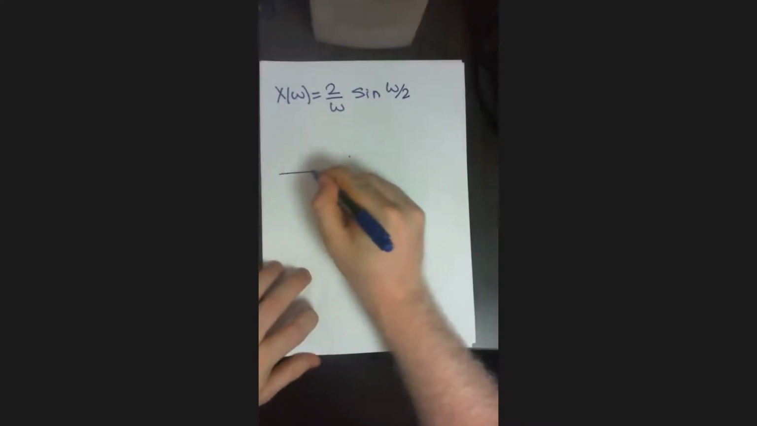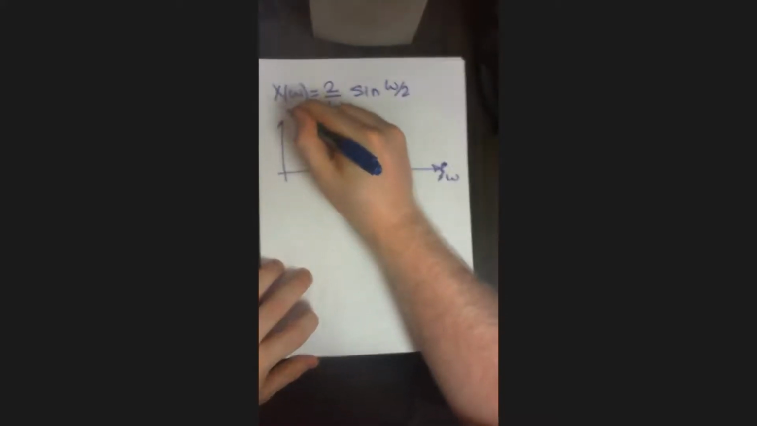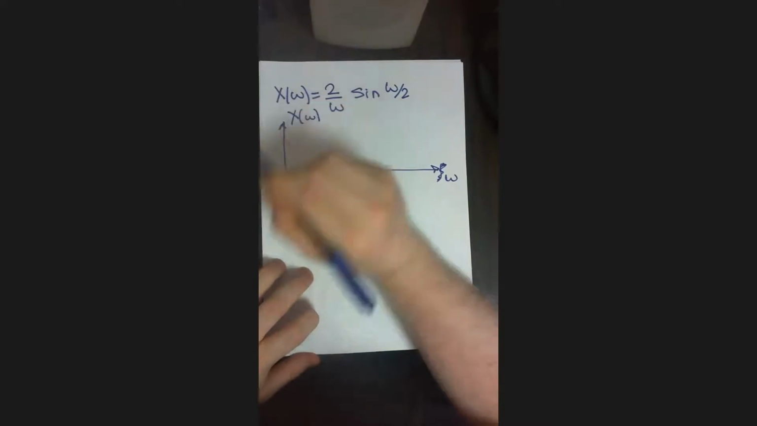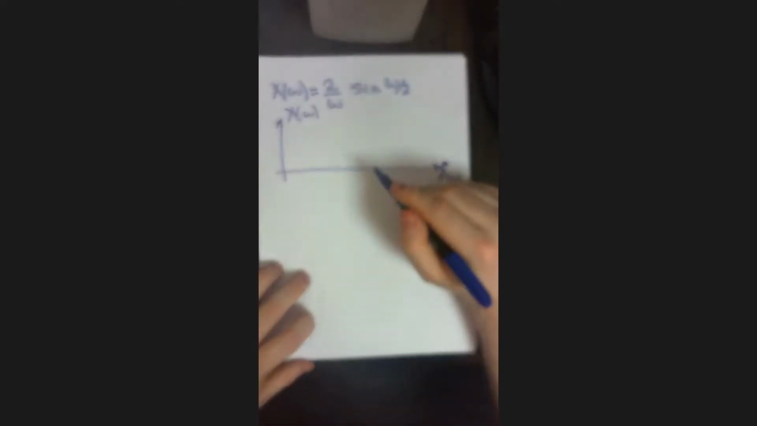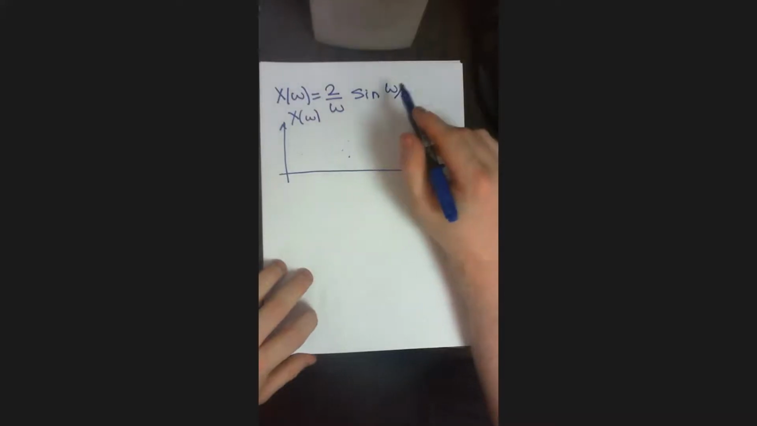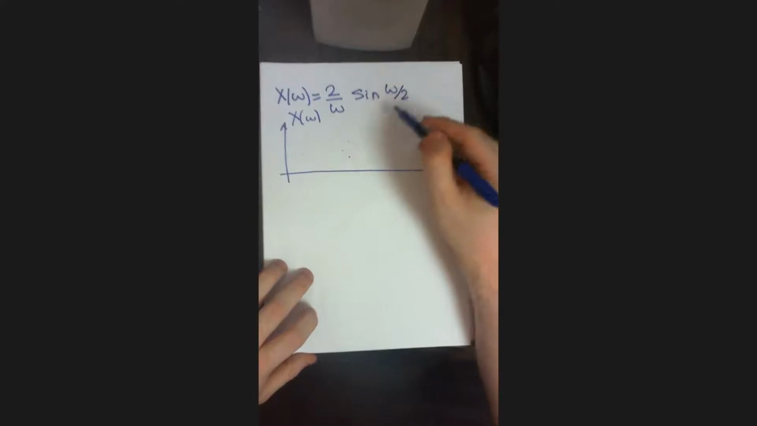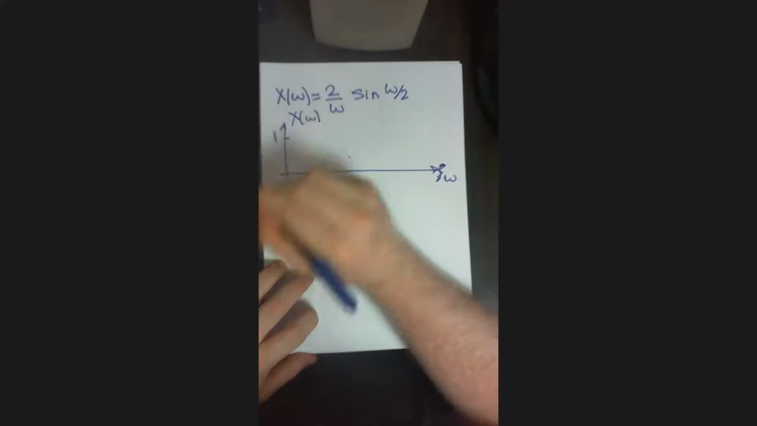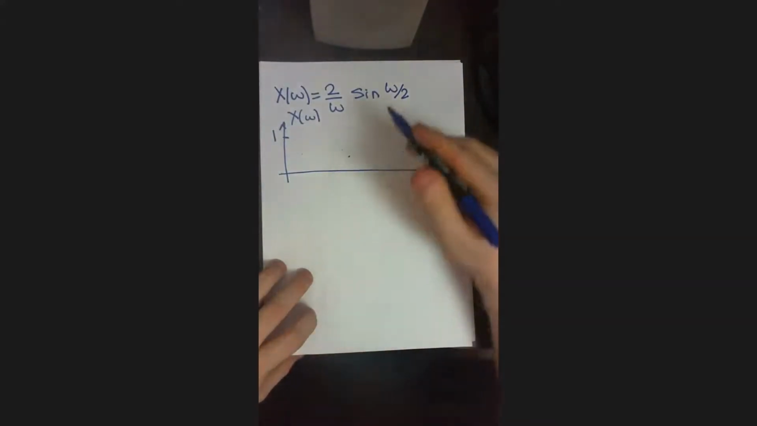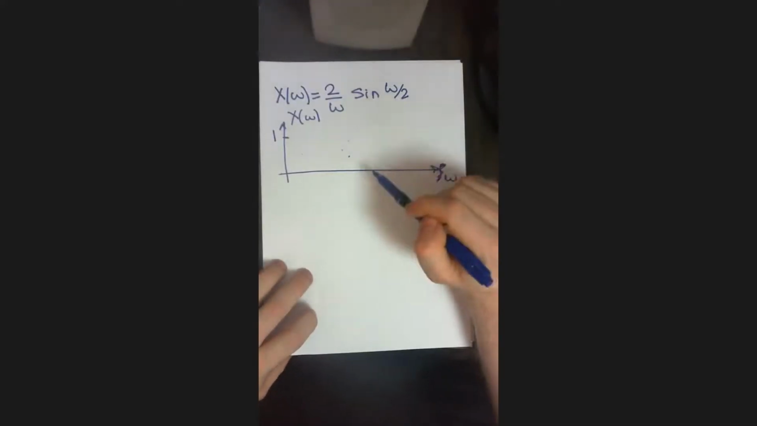So we can say that this is the omega axis, and this is the X of omega axis. Of course, we already have tackled this before. When omega is 0, you will say that this is 0 over 0. Then we will take a limit, and as an output for the limit, we will have a value of 1, if you remember, by differentiating the numerator and the denominator.